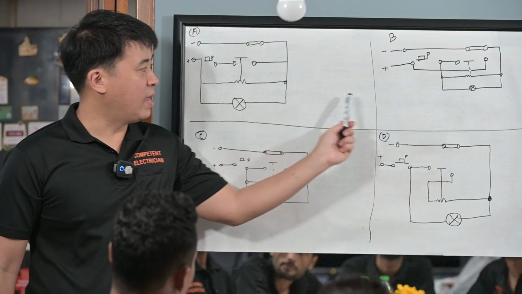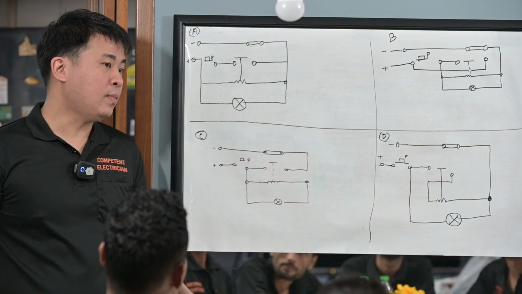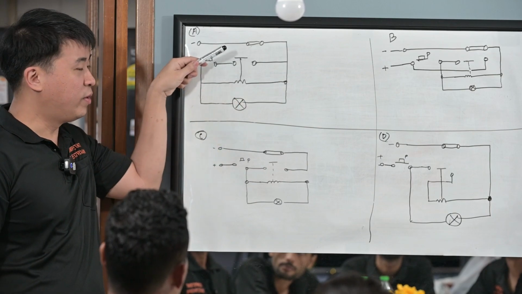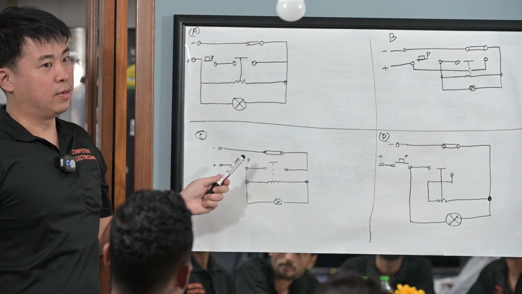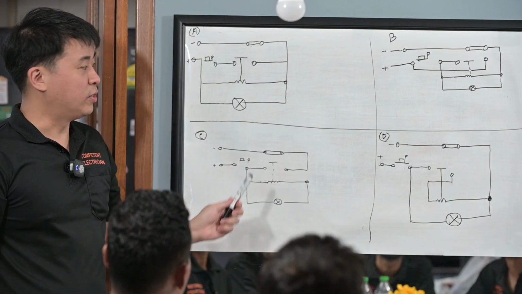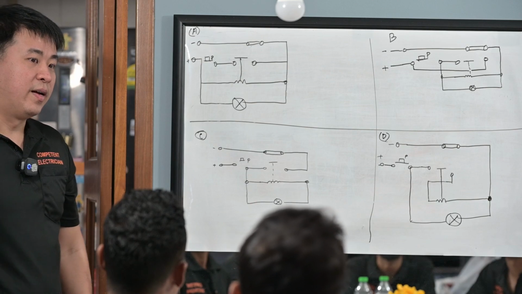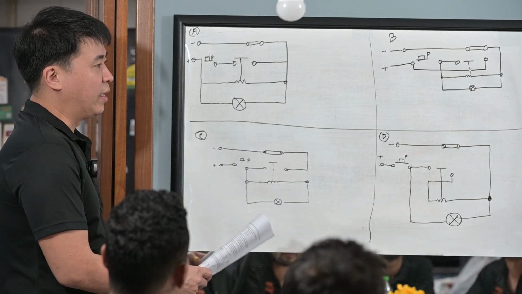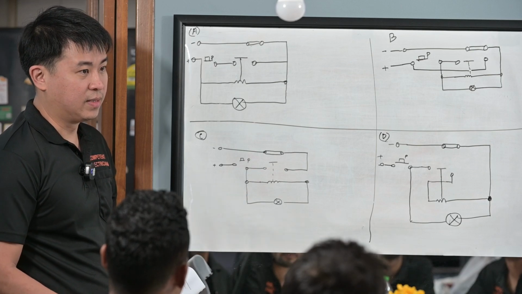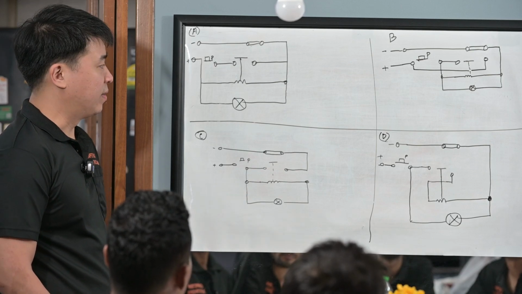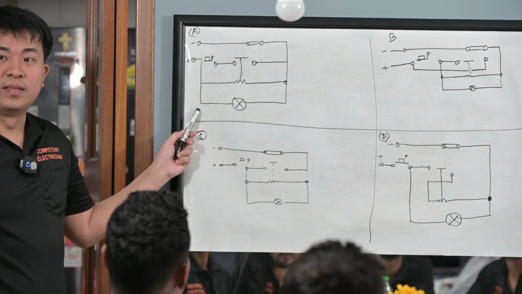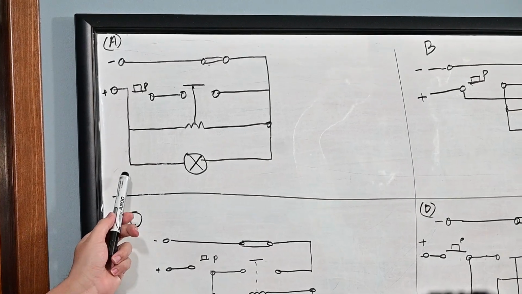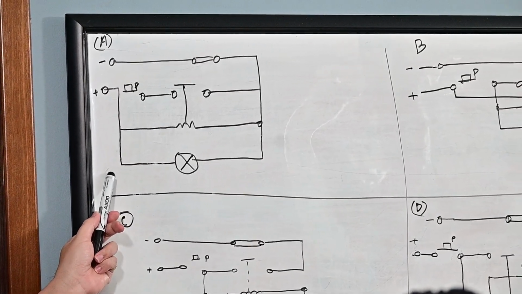So in A, B, C or D, when I push the button, this thing comes down. When I release the button, the light's still on. Which one is the correct one? Take some time, look at the drawing. I give you all 1 minute to come up with the answer. Look at A first. You all can pause the video and think about it.